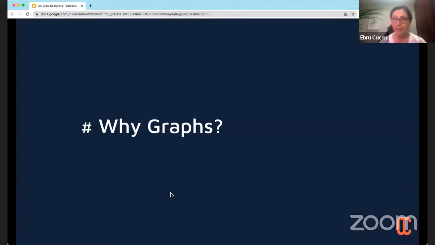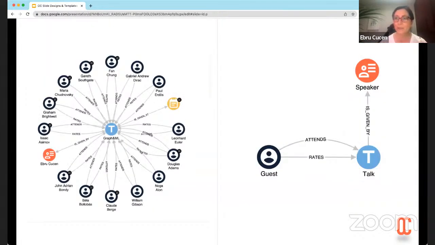I'm opinionated. My answer is simply it's intuitive and you can represent it very easily, as I have shown. This is, for example, a talk that is given by a speaker. On the right-hand side, my model, and the guest attends and rates. You may suggest this is also doable on the relational databases that we can save talk, speaker, and guest as tables. What we can't do is being able to represent the relations as the first-class citizens. So guests having attended and rates between talks is a luxury to have.